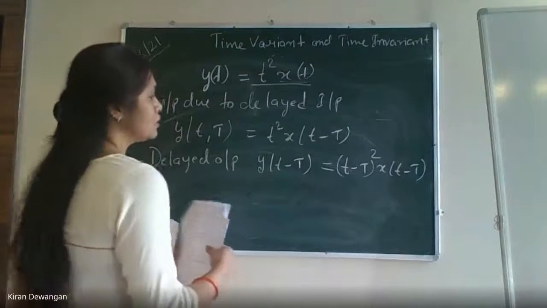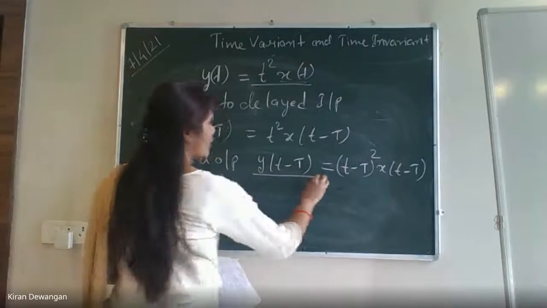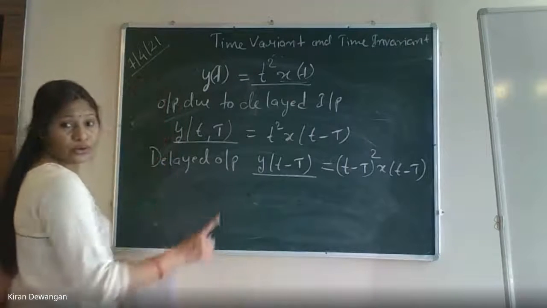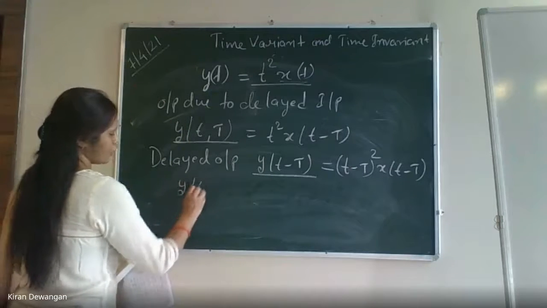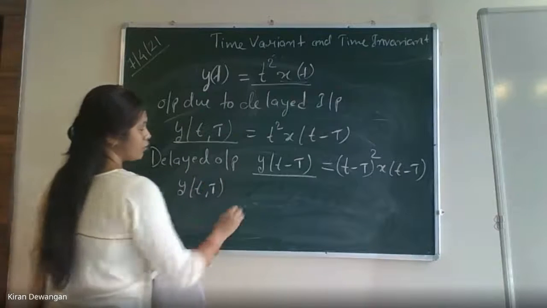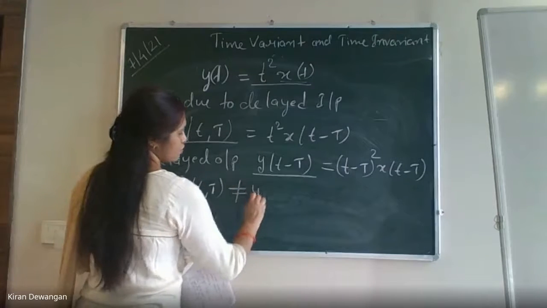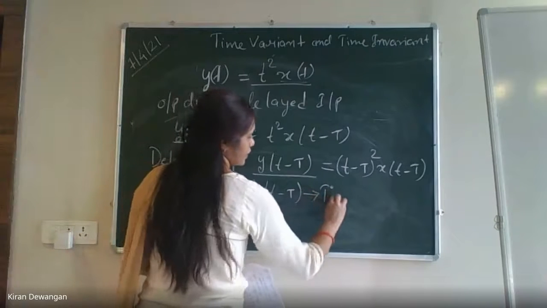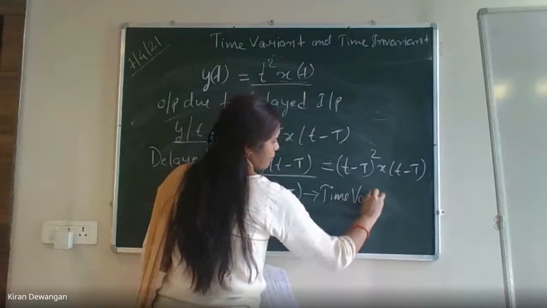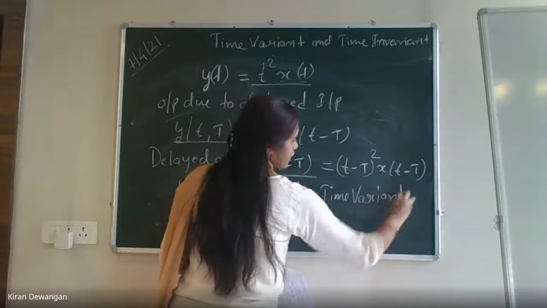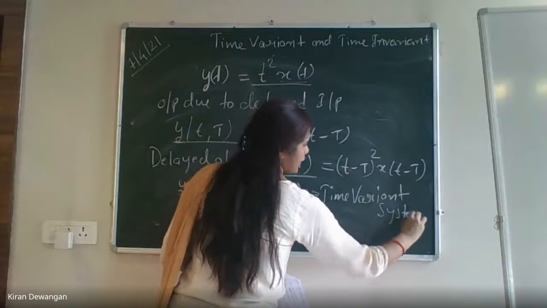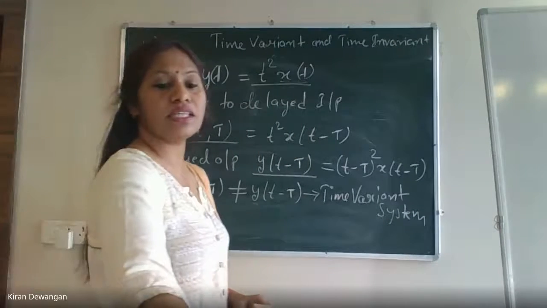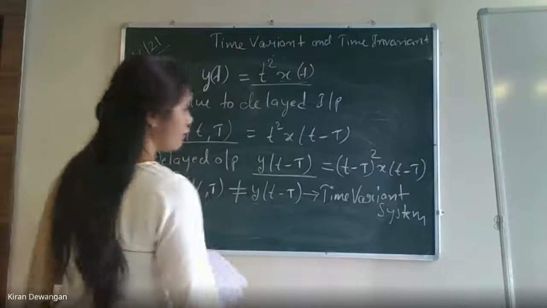It's clear now? So in this case, we have to check whether these two are coming the same or not. They are not coming the same, since y of t with the delayed input is not equal to y of t minus T. It will be a time variant system. Okay? So that is how we have to check whether the system is time variant or time invariant.